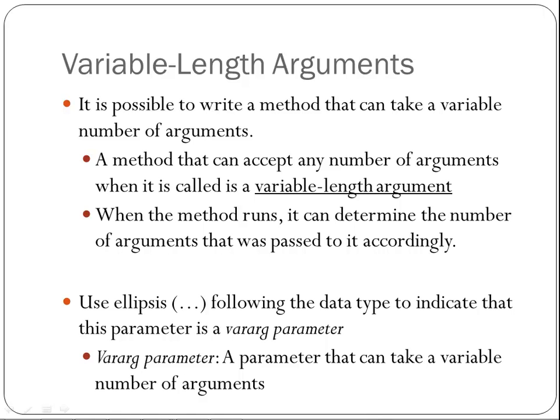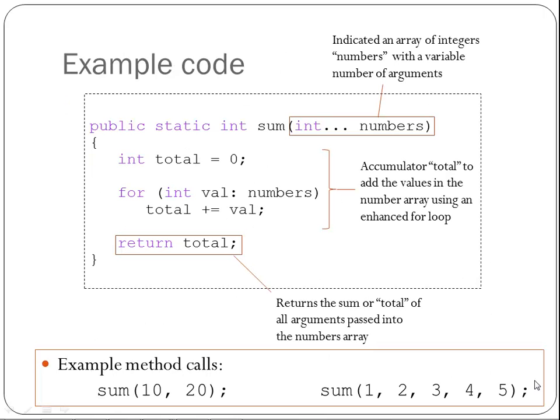Use an ellipsis following the data type to indicate that this parameter is a vararg parameter, meaning that it can take a variable number of arguments. So let's look at some example code. I have my method public static int sum, and then in parentheses the argument int... numbers. This argument indicates that it accepts an array of integers, numbers, with a variable number of arguments.